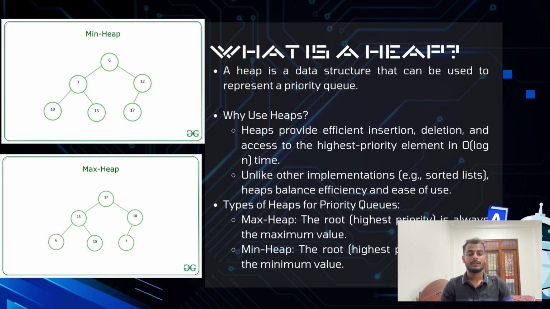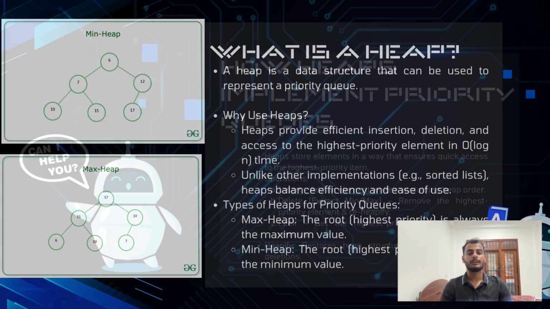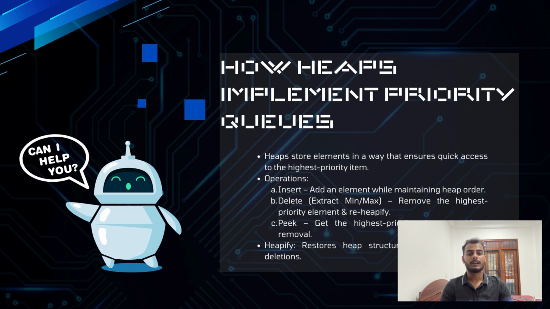In a min heap, the value of each node is less than or equal to its children, making the root node the smallest. Heaps are complete binary trees, meaning all levels are fully filled, except possibly the last, which is filled from left to right.